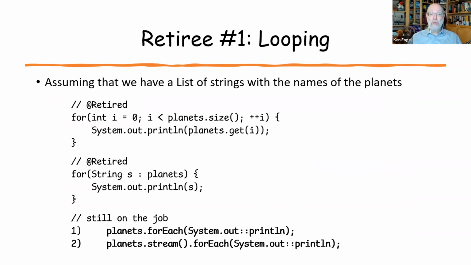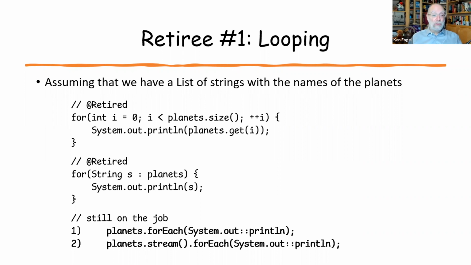Let's begin with retiree number 1, looping. So we all learned how to write a for loop in pretty much whatever language we started with. You can see the first example, right? I have a list of strings with the names of planets, and my intention is to display the contents of every item. Or thinking of it another way, you need to visit every item in the collection to perform some action or another. So there's our original for loop.